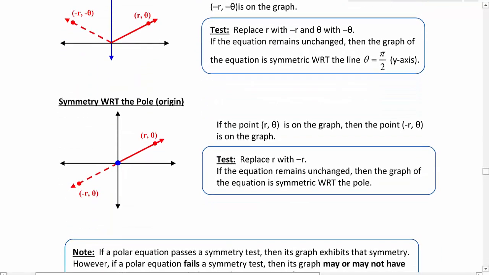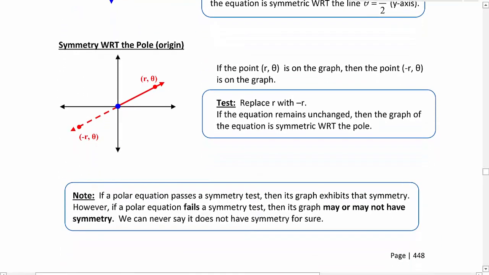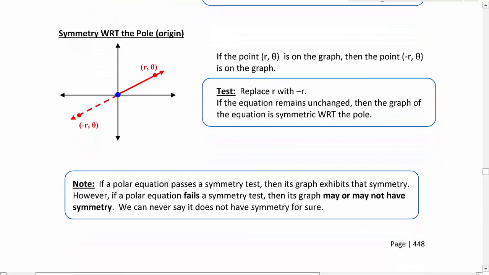And lastly, we have symmetry with respect to the pole. The pole and the origin coincide, so this is that diagonal symmetry. If the point r theta is on the graph, then the point negative r theta is also on the graph. So our test is to replace r with negative r. We'll clean it up. If we get the original back, then the graph will display that diagonal symmetry with respect to the pole.